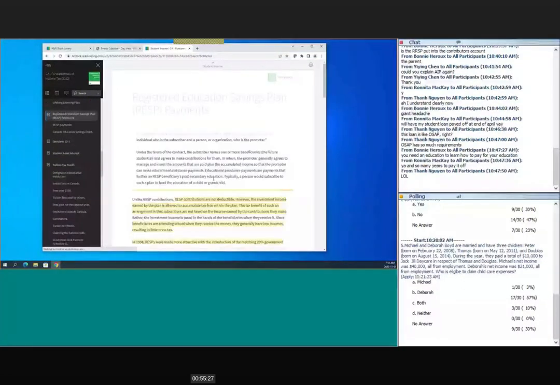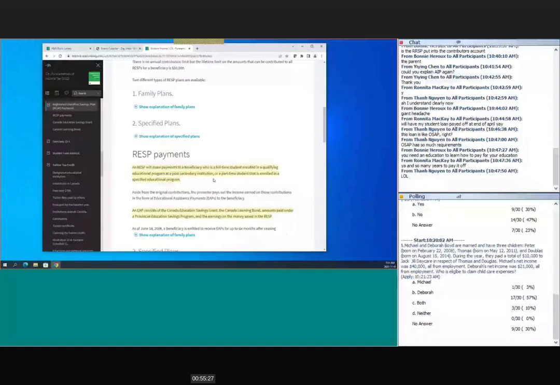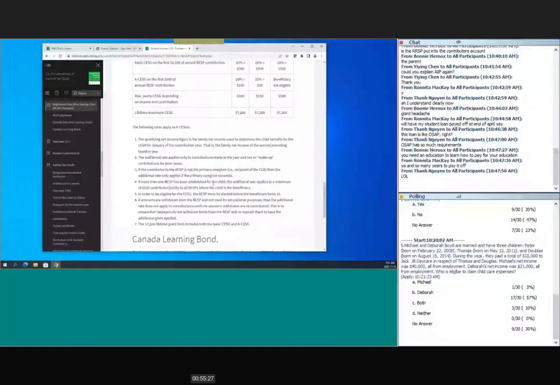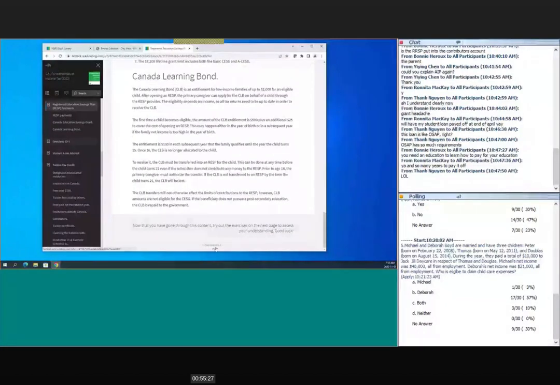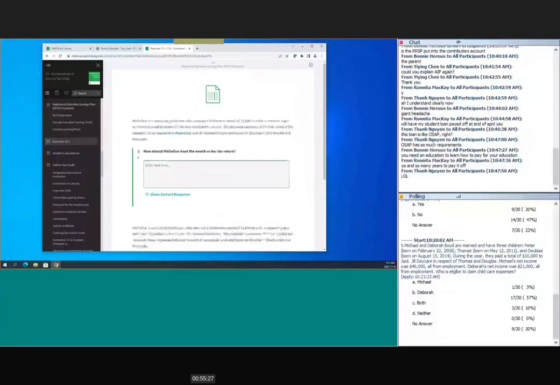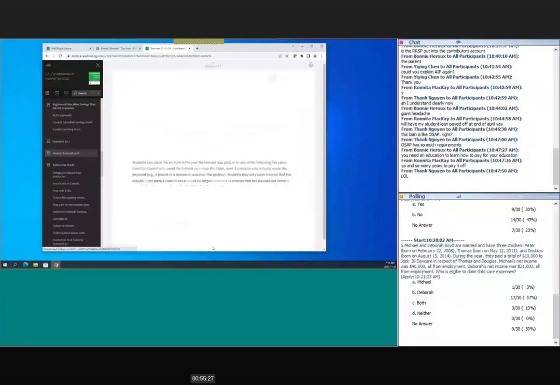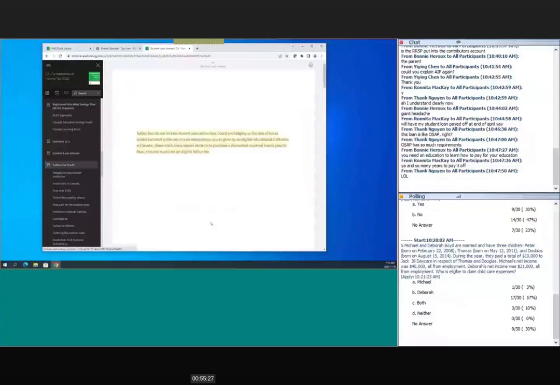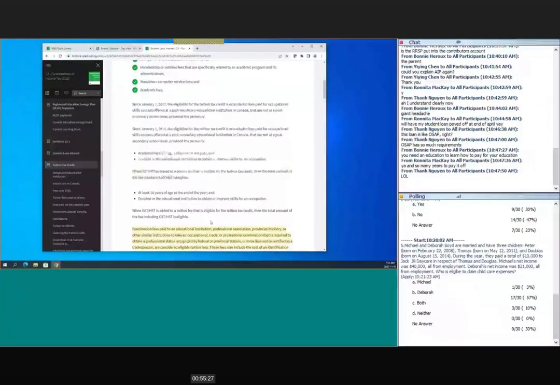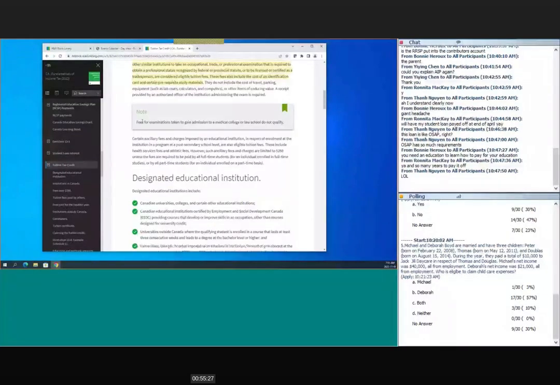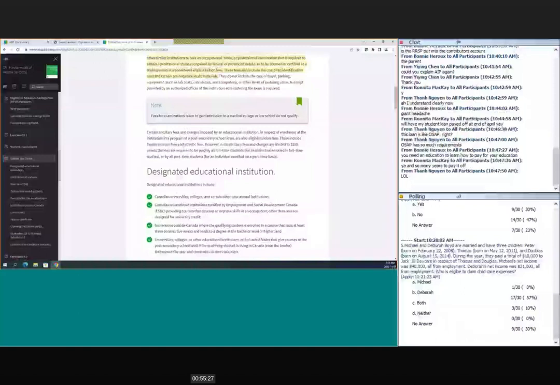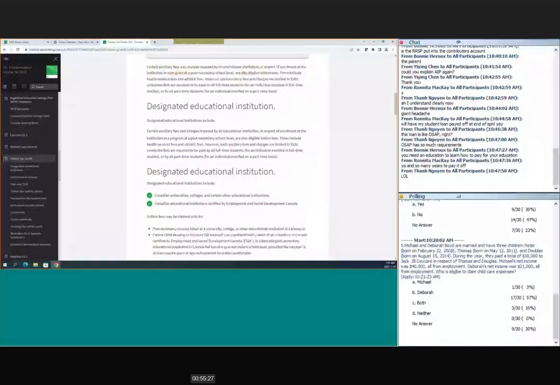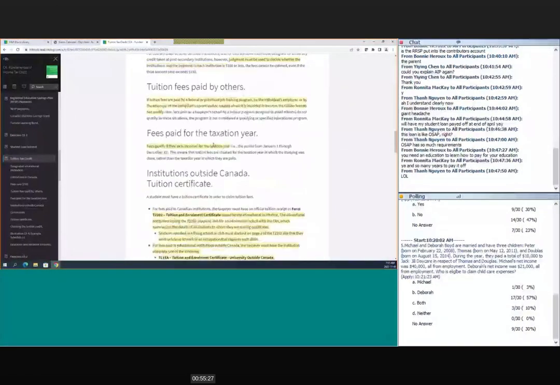There's RESPs. It does explain it quite well. Different plans. The learning bond. Okay, so student loan interest, we already covered. Tuition. Okay, so let's look at tuition. Again, it says here, fees for examinations taken to gain admittance to a medical college or law school do not qualify.